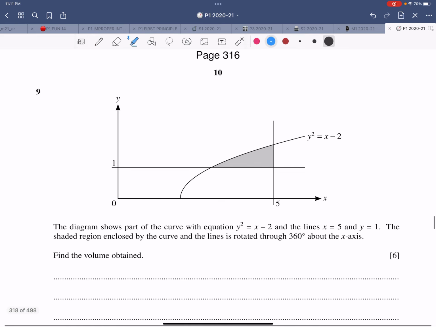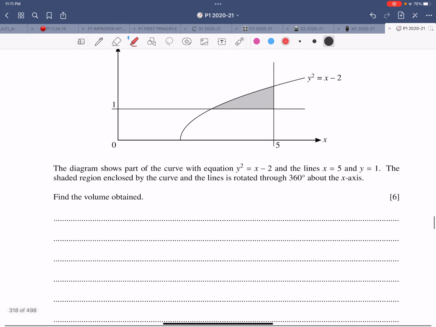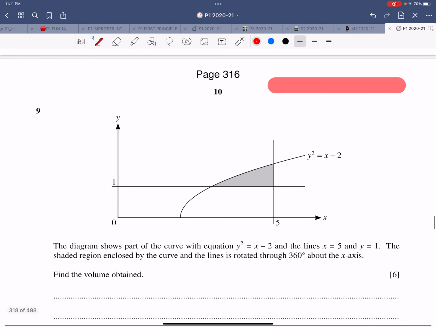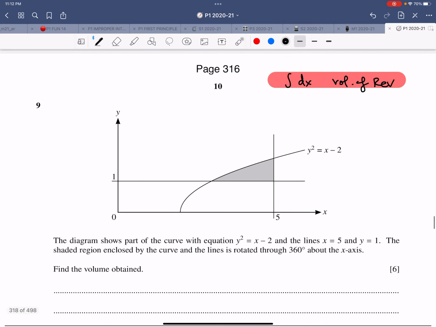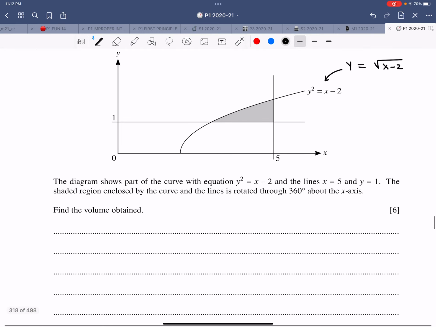Question number 9. What does it look like? This is volume obtained by integration, that is volume of revolution. Now first of all, look at the diagram. It says the diagram shows part of the curve with equation y squared equals x minus 2. So the examiner could have written y equals square root of x minus 2, and then after squaring, this is what you get. The lines: x equals 5. So this is the line x equals 5. This is the line y equals 1. The shaded region is enclosed by the curve and the lines, and it's rotated 360 degrees about the x-axis.